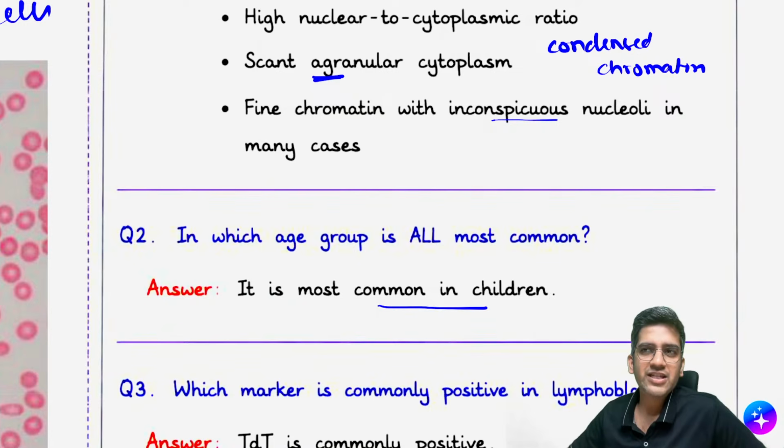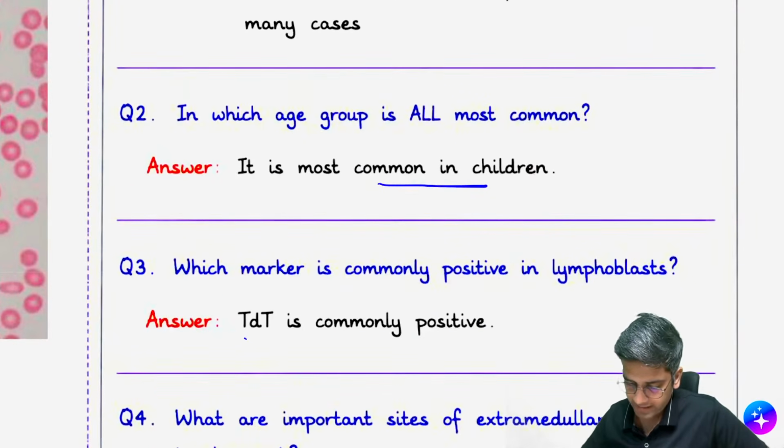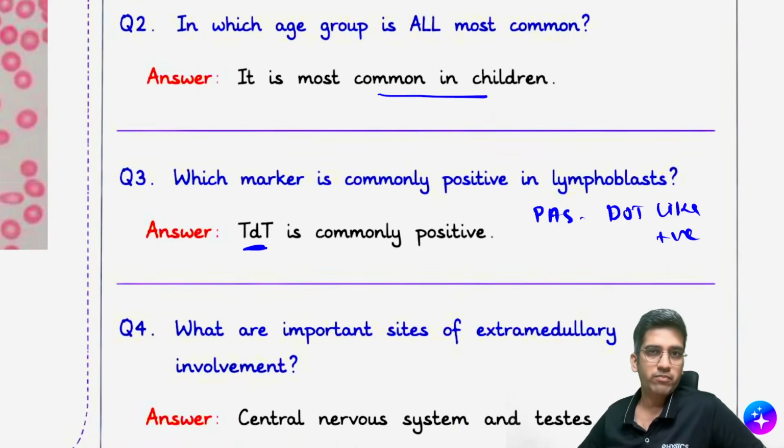If I say a child with leukemia, even in a long answer question, you think of ALL only. TdT is positive for lymphoblasts. There's one more stain I want you to remember: PAS, with dot-like positivity. Dot-like positivity is classical for this. That's classical for your lymphoblast.